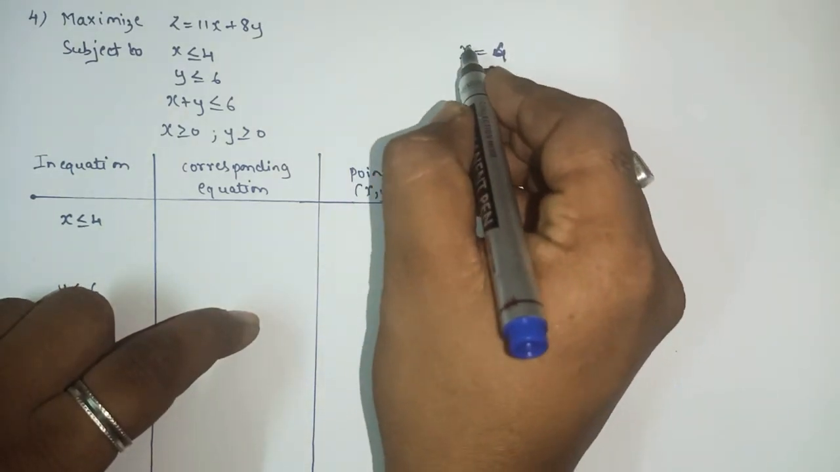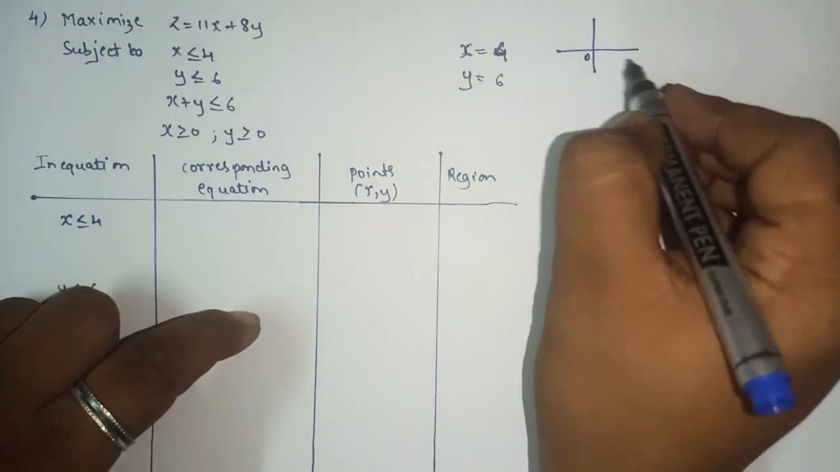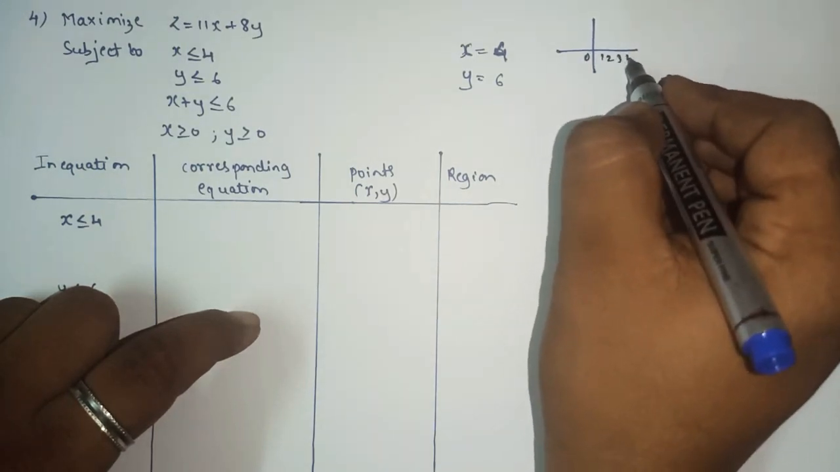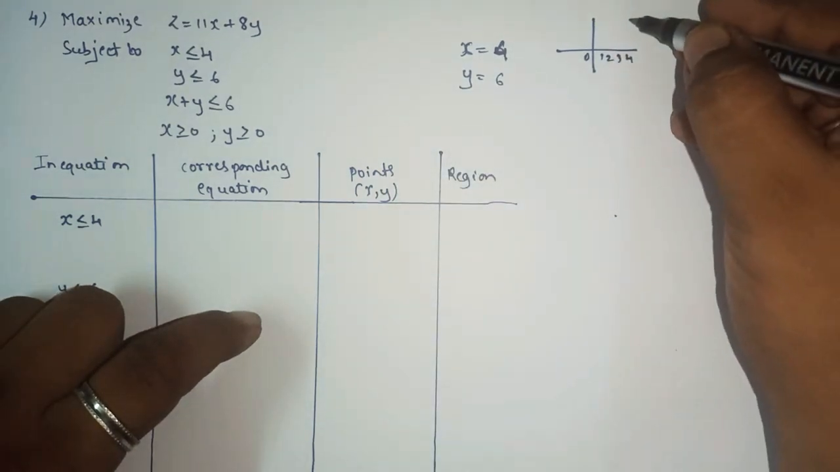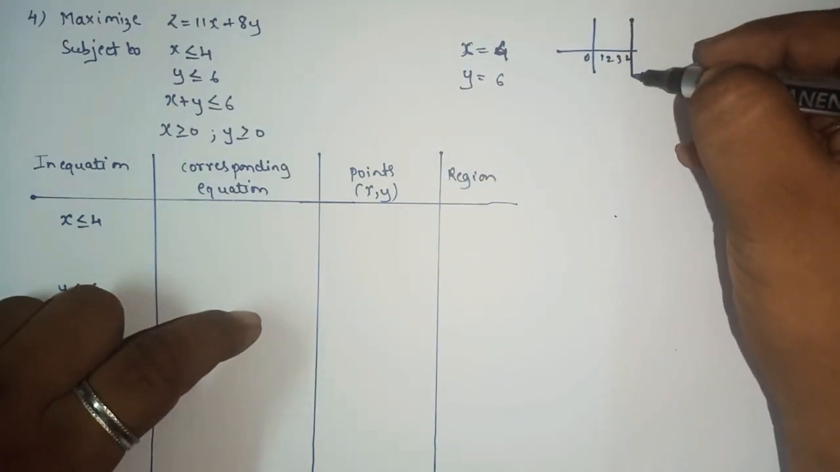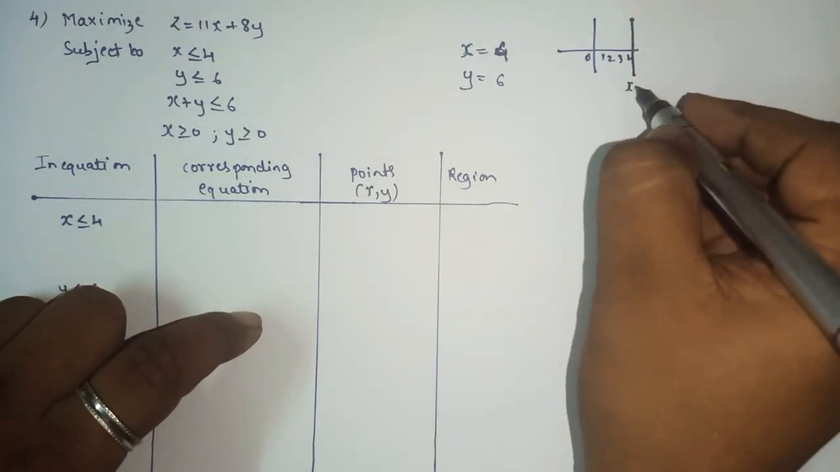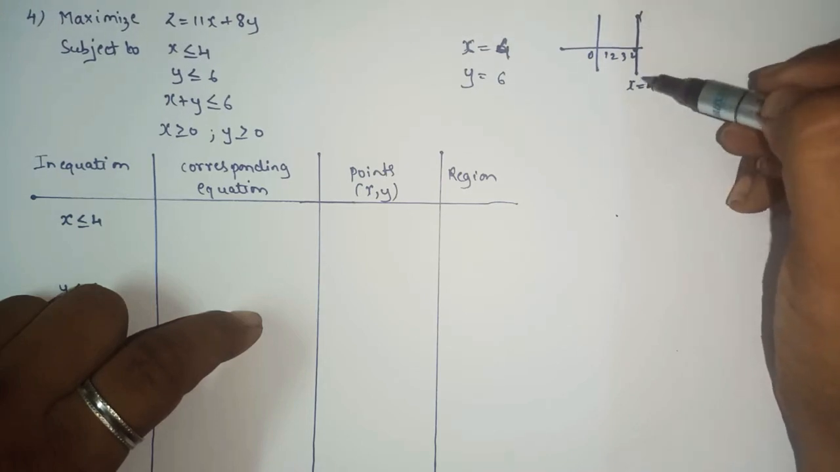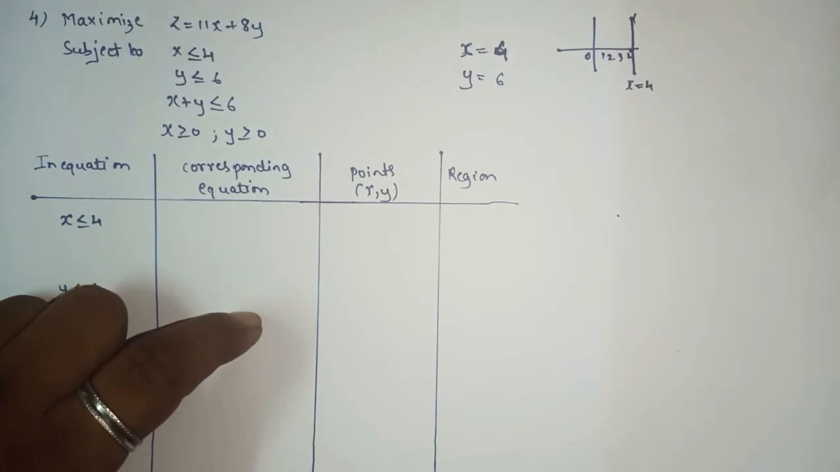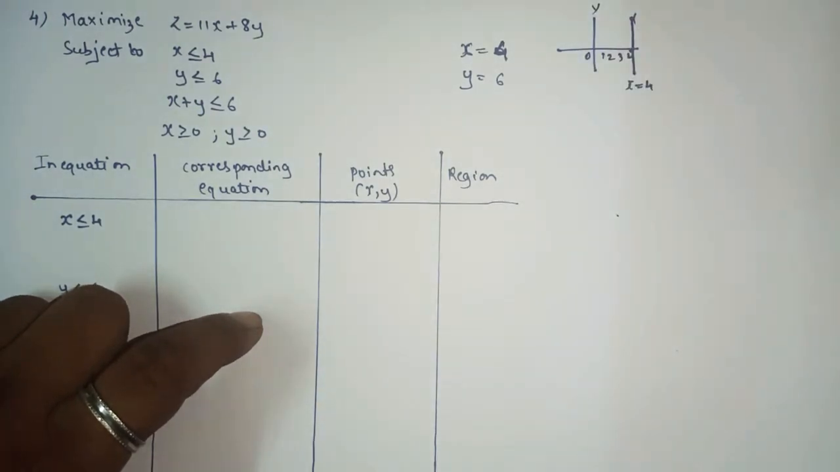It means x equal to 4 means what? Suppose this is 0 and here it is 1, 2, 3 and 4. X equal to 4 means the line will pass through 4 and it will be parallel to the y axis.